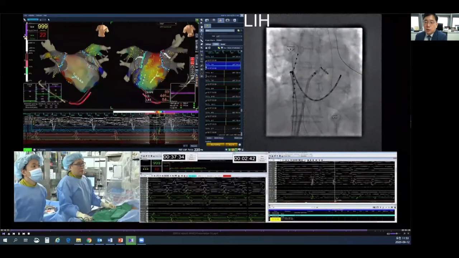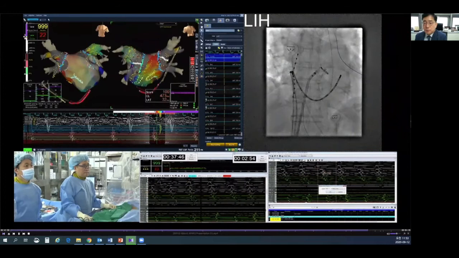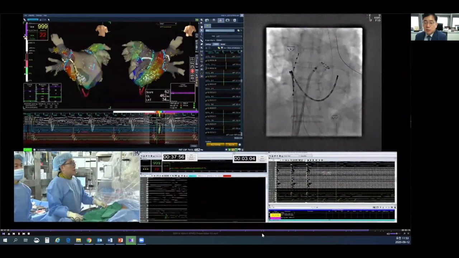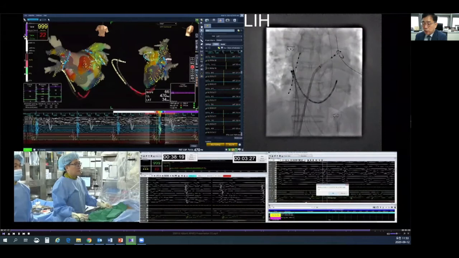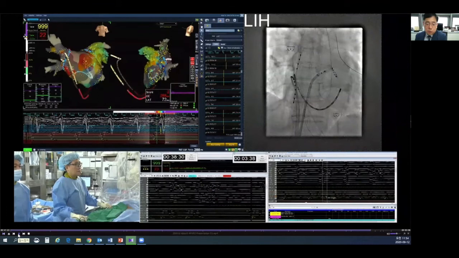Some people finish the case in this situation, but I always try to confirm whether there is an extra-PV trigger or not by isoproterenol provocation. So this is my PVI technique, and we need to discuss the PVI technique with the panelists and chairperson.